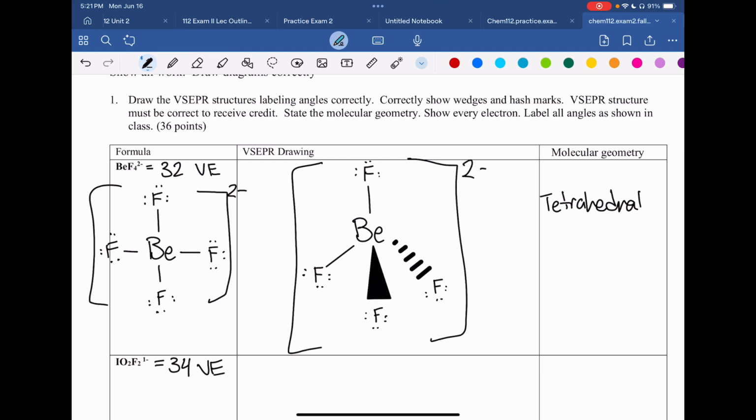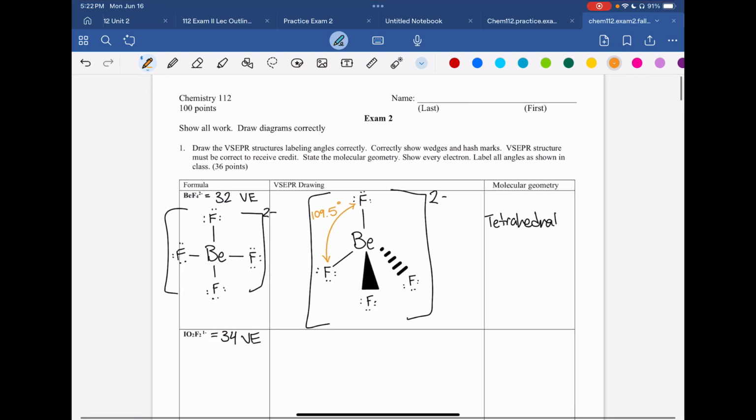Now, you're going to put your angles. You should know the angle of tetrahedral. You had to memorize this. What is the angle from this atom to this atom? You should all be saying 109.5. Bam.